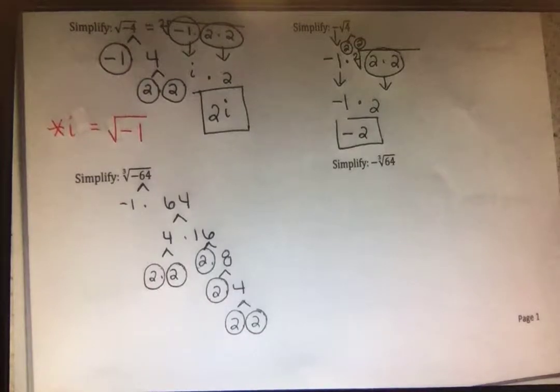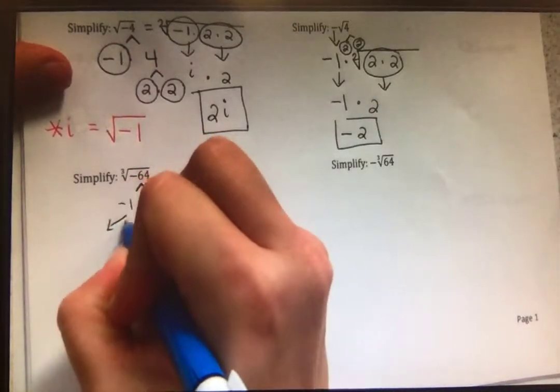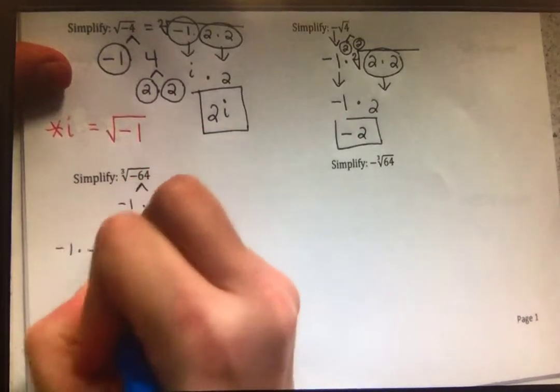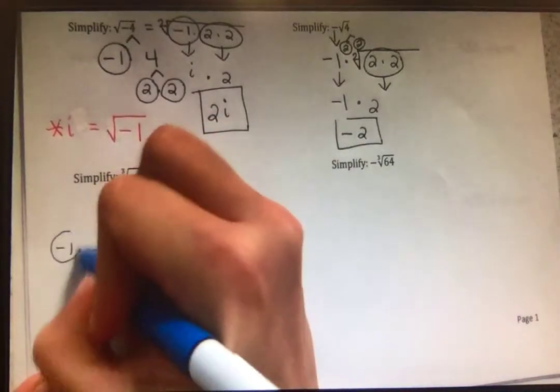So this time, we are doing 3 of a kind. So I need 3 of a kind in order to come out of the radical. So before, I had negative 1. Because it's 3 of a kind, I could say negative 1 times negative 1 times negative 1. Because it's odd, because there's 3 of them, that gives me the 3 of a kind that I'm looking for, and it's still negative 1.